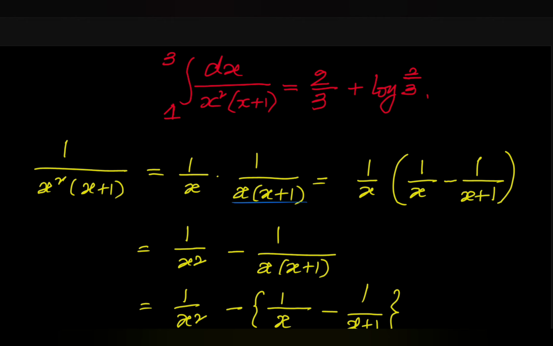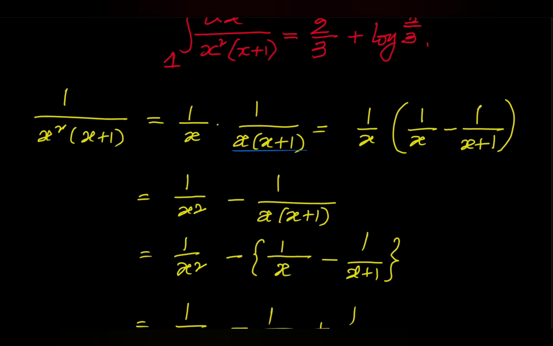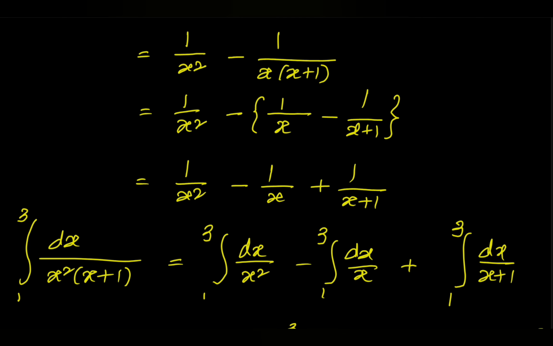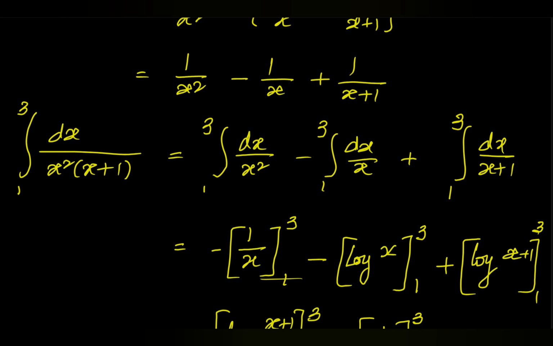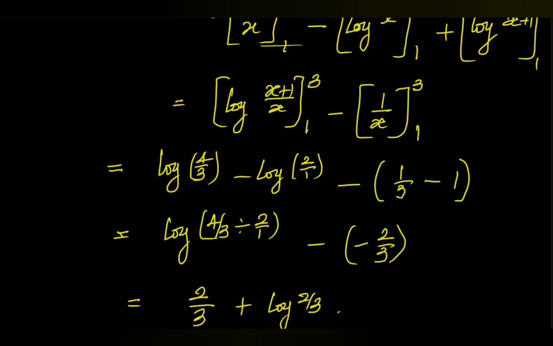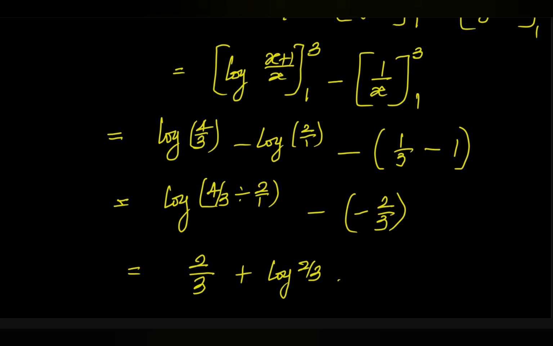Whenever we have two consecutive numbers like 1 by x into x plus 1, we can write it as 1 by x minus 1 by x plus 1. So we applied that concept and tried to solve this problem. We found out the integral, then we applied the boundaries 1, 2, 3, and finally the answer we got is 2 by 3 plus log 2 by 3.